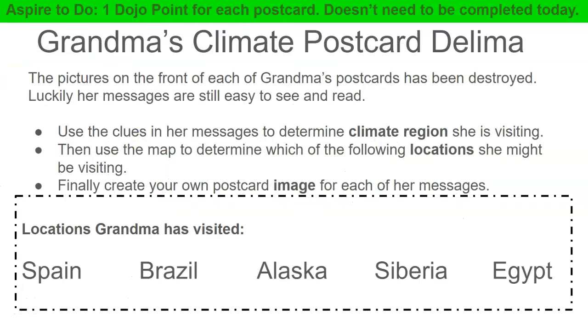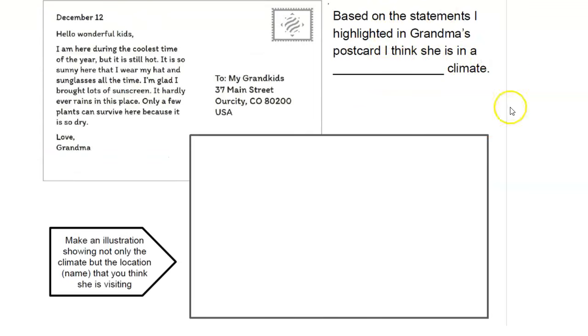This is an Aspire to do. It's Grandma's Climate Postcard. You probably aren't going to get to this today if you're spending any decent amount of time on the map. Okay? But you have different postcards there. Basically, the picture came off. So you're going to read this, make a guess about which climate she's in. We just talked about all those climates, right? You filled out data on them. And draw a picture. This is Aspire to do. It'll be Aspire to do for a while. It's 1 per thing, but don't worry about it.